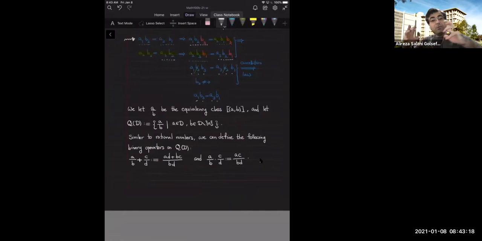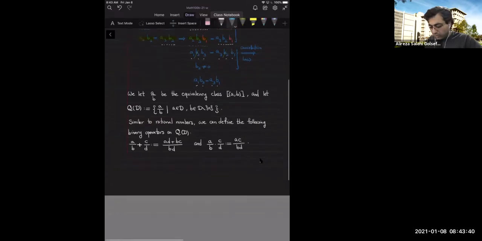The set of all the fractions where the numerator is arbitrary and the denominator is non-zero, we will denote by Q of D, and we call it the field of fractions. I have to justify the name, and we will do it next. But first, for now, let me write down what we call this. We call it the field of fractions of D.